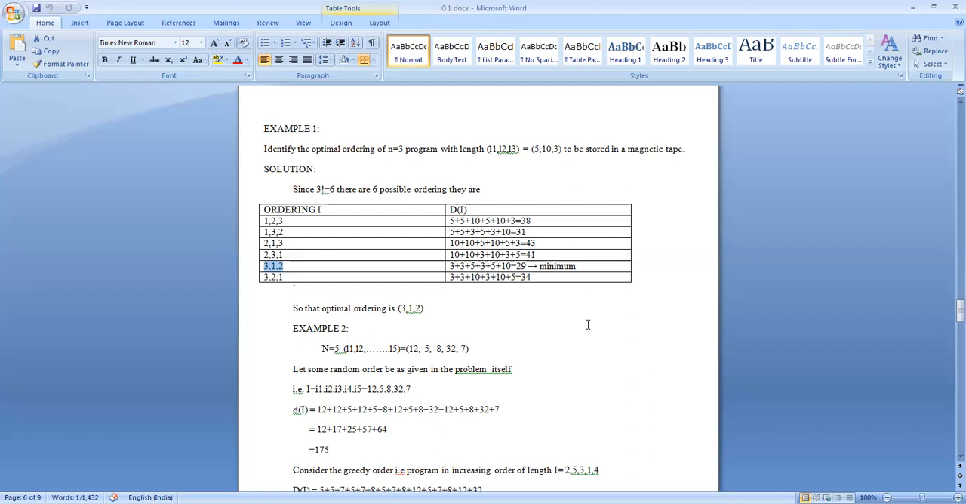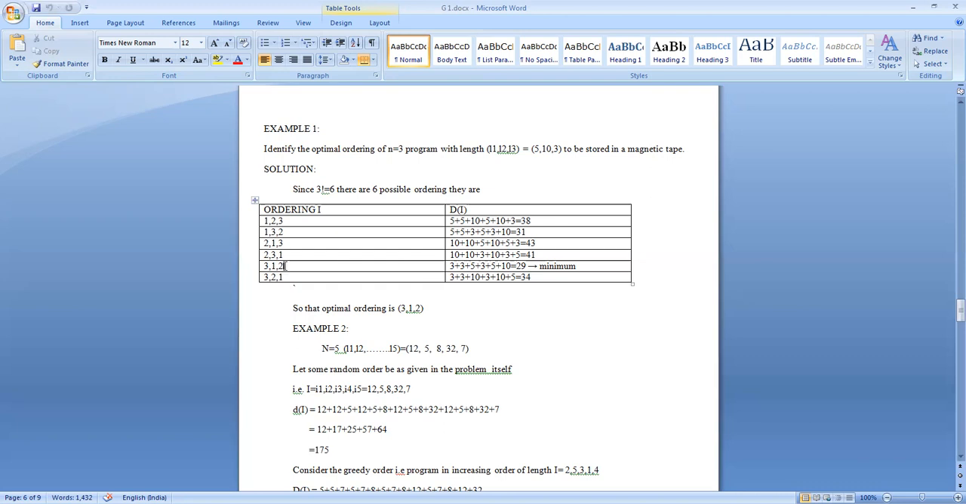Now let us analyze this 312. Analyze how these three are stored in the magnetic tape. Look at this third program. What is the length of the third program? It is 3. Then the first program. What is the length of the first program? 5. Then the second program. What is the length of the second program? 10. So 3, 5, 10.